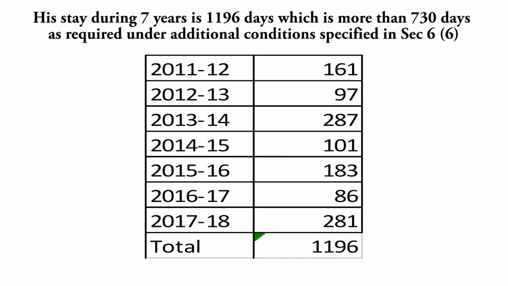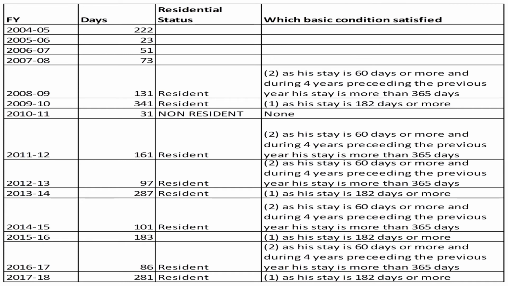That is, his stay during 7 years is 1196 days, which is more than 730 days as required under additional condition specified in section 6 subsection 6. Now, as he satisfies one condition of section 6 subsection 6, we have to see the other condition which says about the residential status. Now, this chart shows about the residential status.